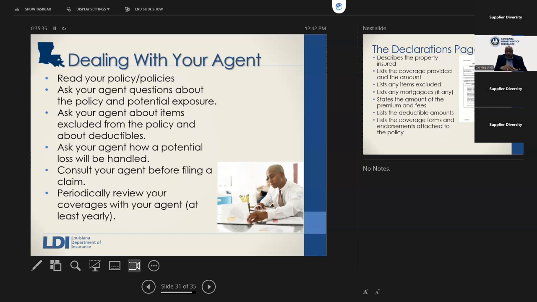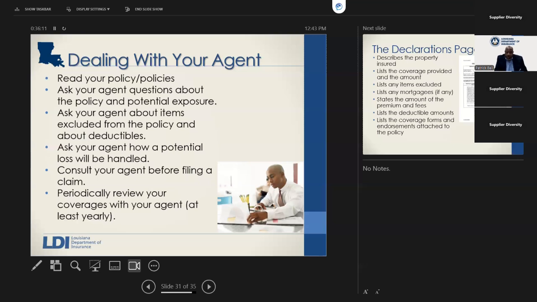$200,000 building would be $10,000. That comes off the top on a claim. It doesn't matter how much damage you have. That's $10,000 that comes off the top. So you need to be aware of that, and you need to be prepared for that. Ask your agent how a potential loss will be handled, and then consult your agent before filing a claim. So many times folks make mistakes or they miss out on benefits that they may have access to.